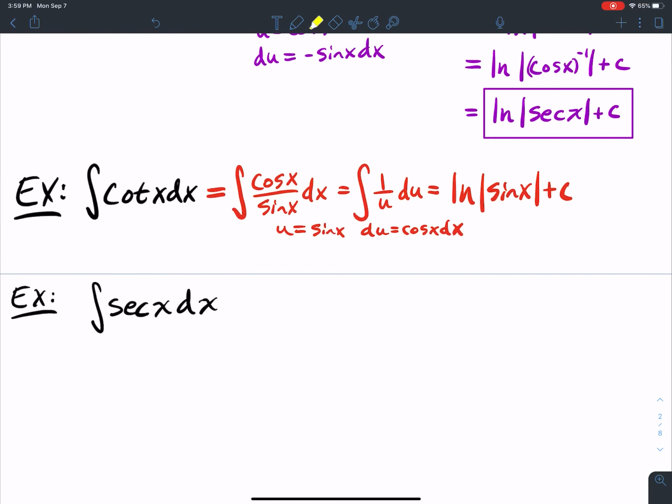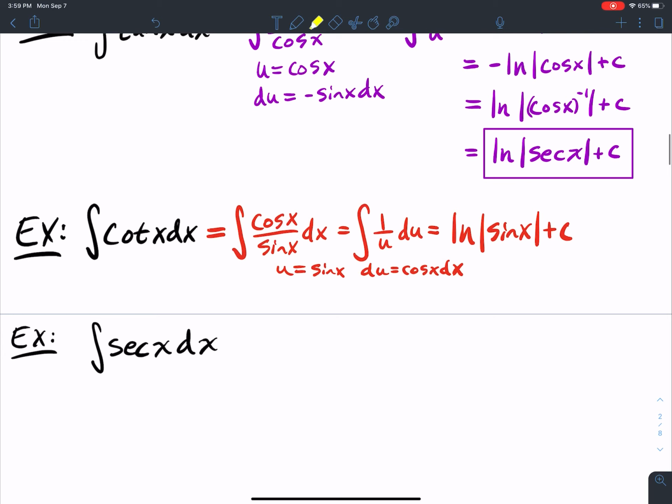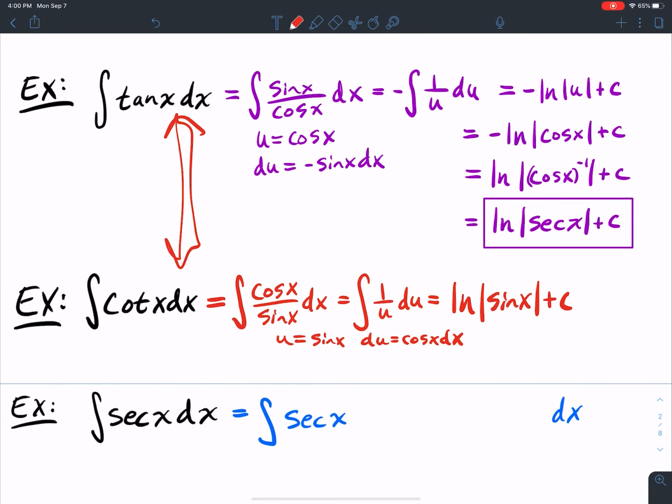Okay, so the integral of tangent is ln secant. The integral of cotangent is ln sine. The integral of secant, we actually have to be a little bit more clever here, and I don't expect you to know this. This is why I'm showing you the trick, and the trick is the same trick that you would use if you wanted to derive cosecant x dx.